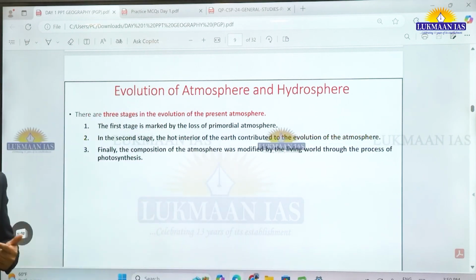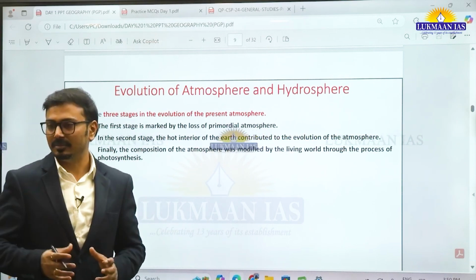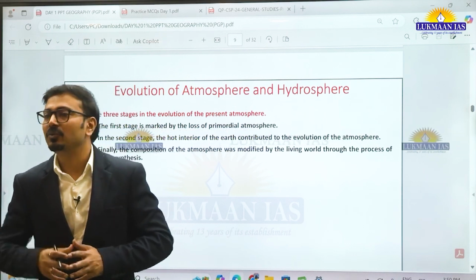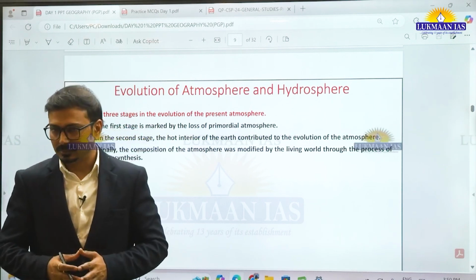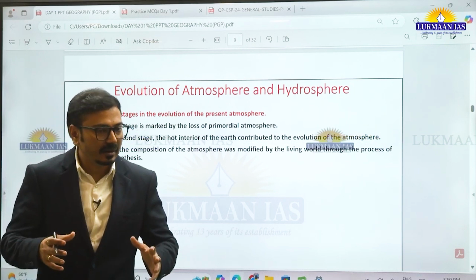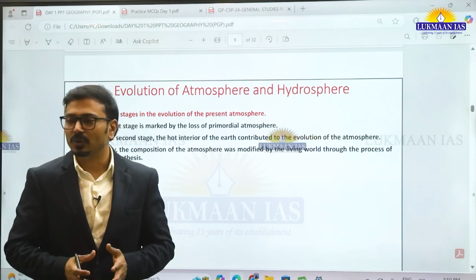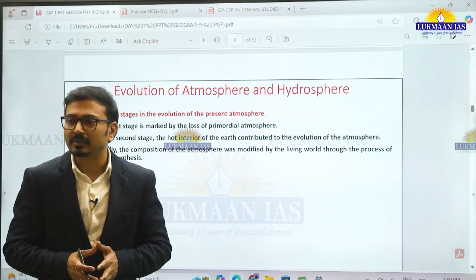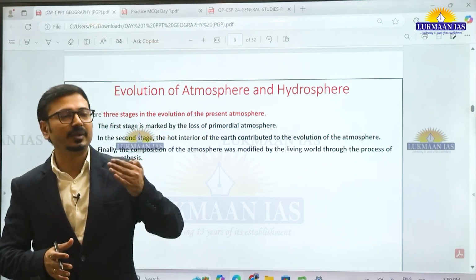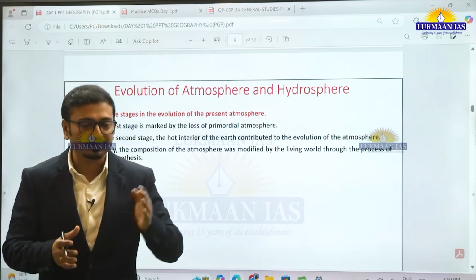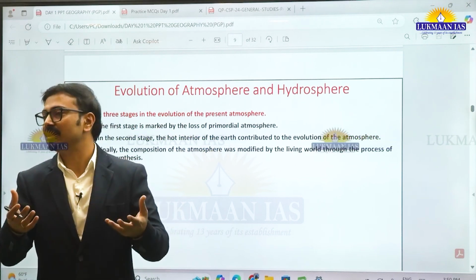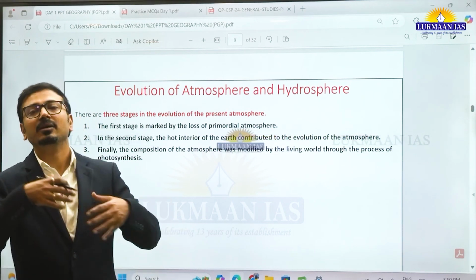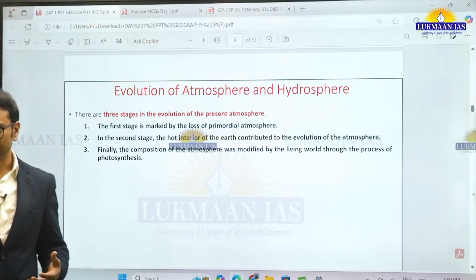Second is the modification of that composition. How was it modified? It was modified through the photosynthesis phenomenon. When life started flourishing in the oceans, the oceans started flooding with oxygen. Because of that, there was exchange of oxygen and carbon dioxide at the ocean surface, and that led to more and more oxygen in the atmosphere. This is how life also started flourishing on the land.